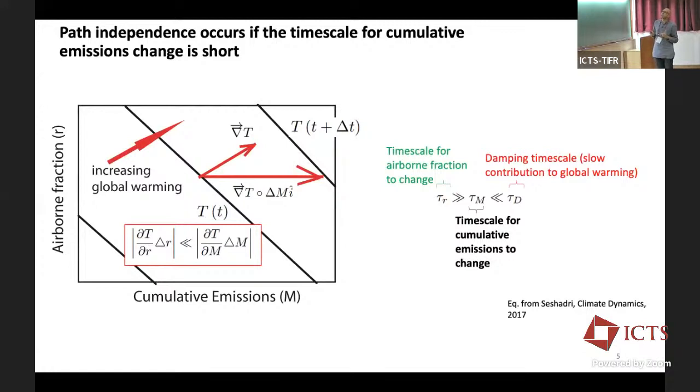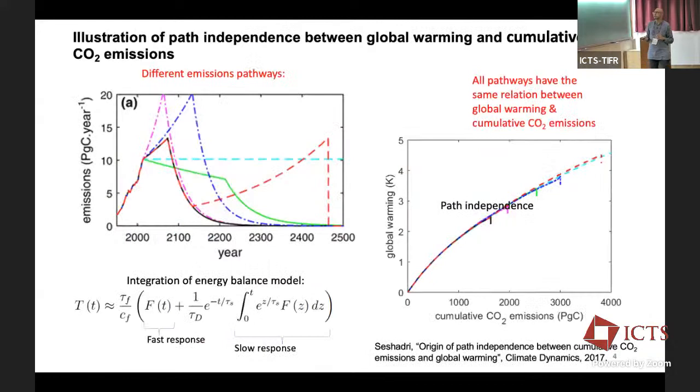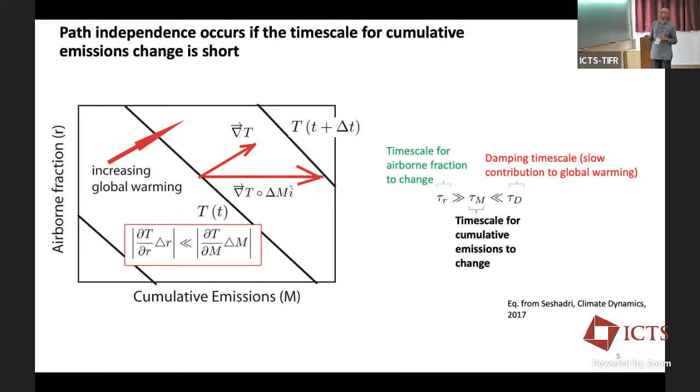Path independence occurs if the timescale for the cumulative emissions to change is much smaller than the timescale for the airborne fraction to change, and also small compared to this quantity tau sub d. And this is why I highlighted tau sub d in the previous slide. But here in our talk, we're going to talk about this relationship between tau r and tau n. Right?